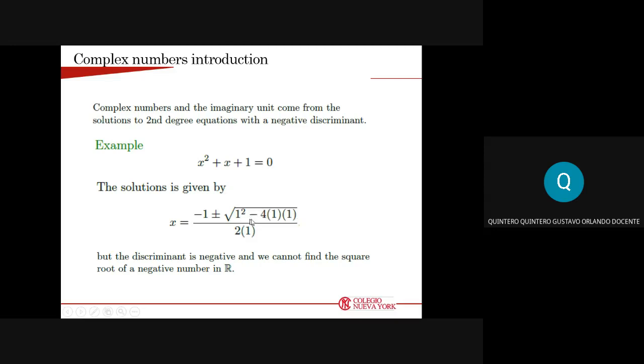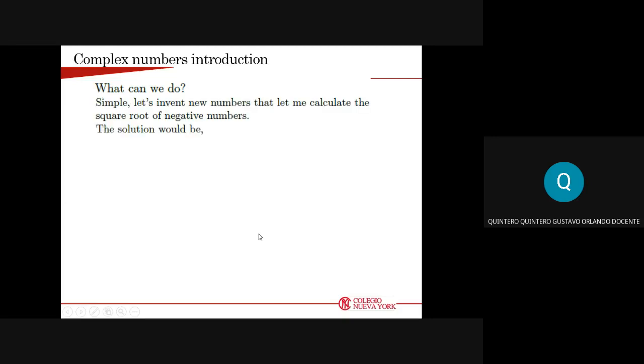This little calculation is absolutely simple. This is 1 minus 4, so inside of the root, we have a -3, meaning the discriminant is negative. So this does not have a solution in the real numbers, but it does have a solution in the complex numbers. We're going to create new numbers that let us calculate the square roots of negative numbers. The solution in this case will be -1 plus or minus the square root of -3 over 2.